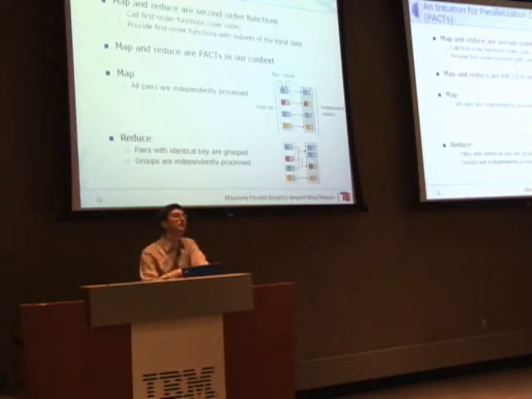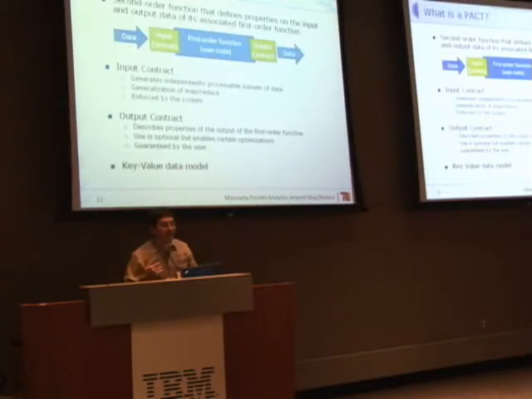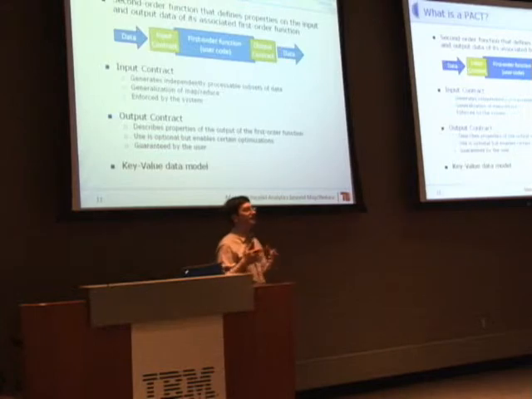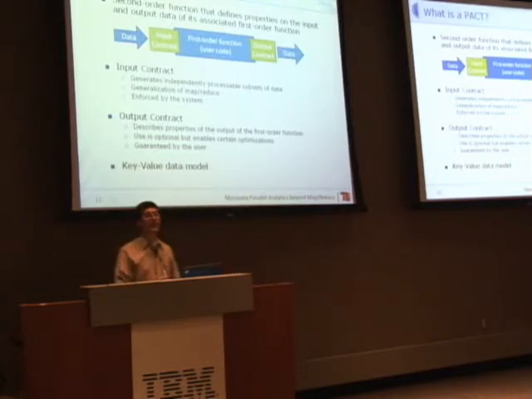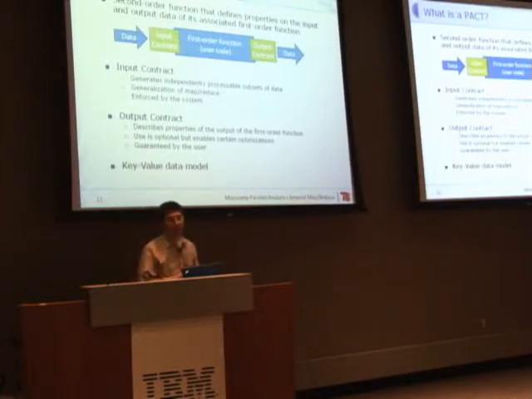Now the observation is, though, that, as I already said, map and reduce alone are not really enough in order to do complex operations like joins or time series analysis. So generalizing that means we have to come up with this notion of parallelization contracts, which formally are second-order functions that define the properties on the input and the output data of its associated first-order functions.